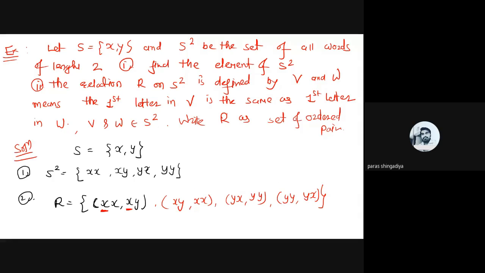Now we cannot create another pair which satisfies this condition, clear. If you consider here x x and y x, we cannot consider this pair. Why can we not consider it? Because here the first letter is different. Then after that we cannot include x y and the y comma y pair, that is x and y, because the first letter is different. So only four pairs we can include in such a required answer. So that is the solution of this.